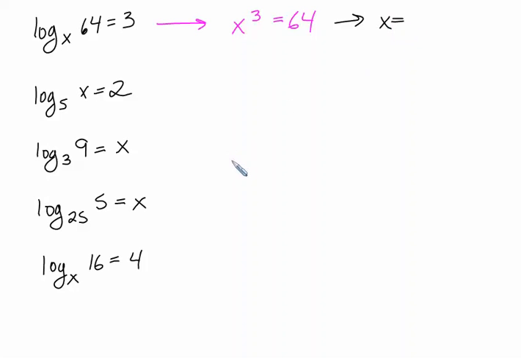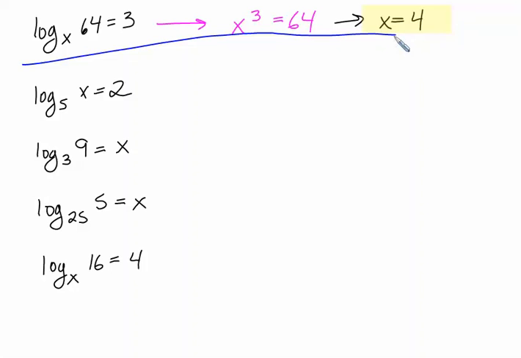You might have to brush up on numbers a little bit, and some of this stuff could be on a no calculator section of an assessment. But 4 times 4 is 16, and 16 times 4 is 64. So 4 is the number that when we multiply it by itself 3 times gives us 64.